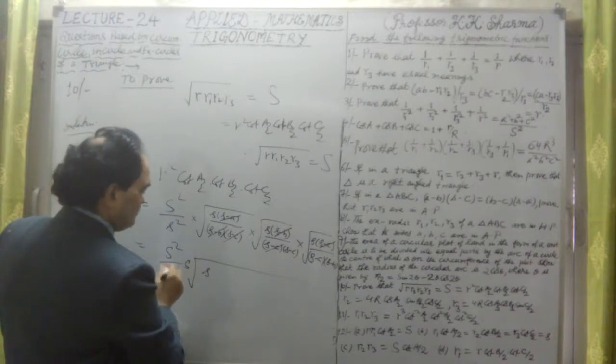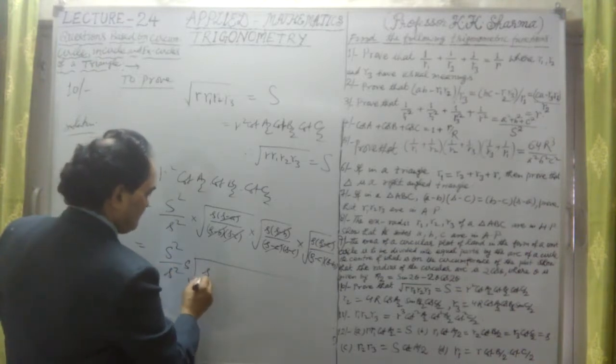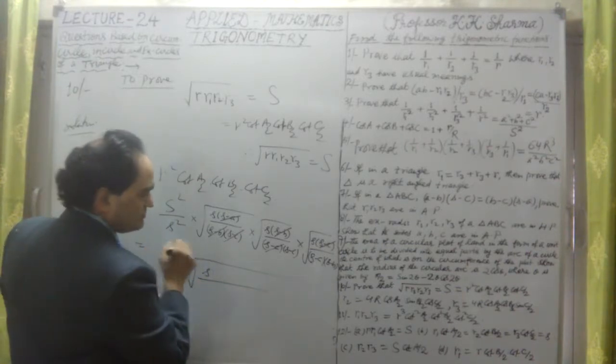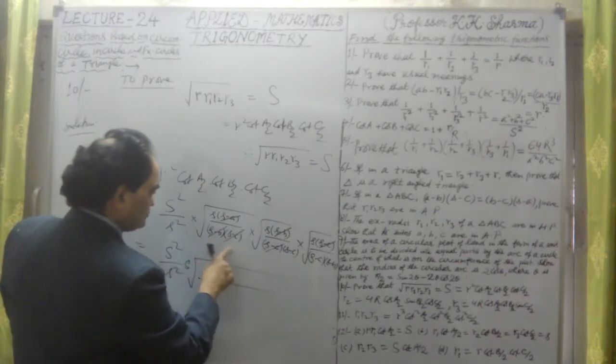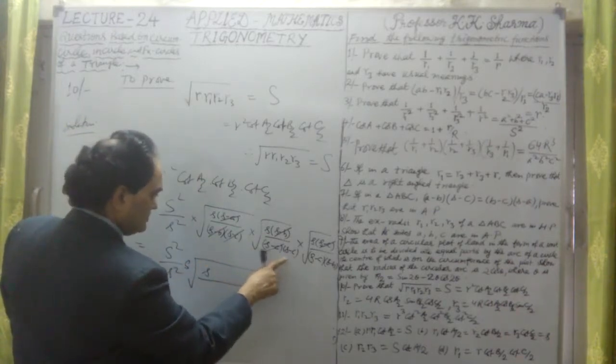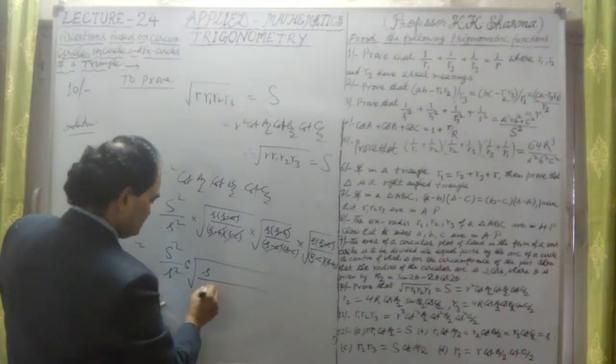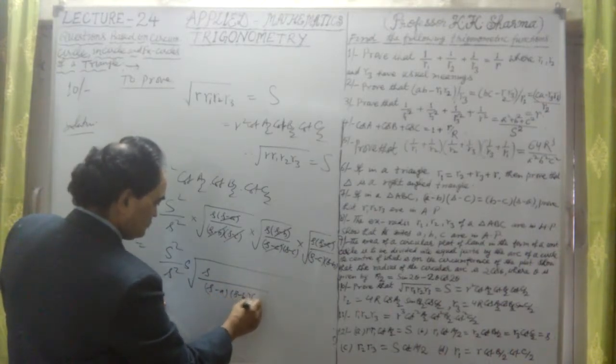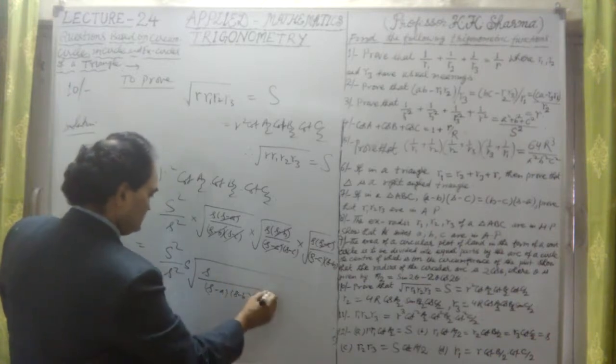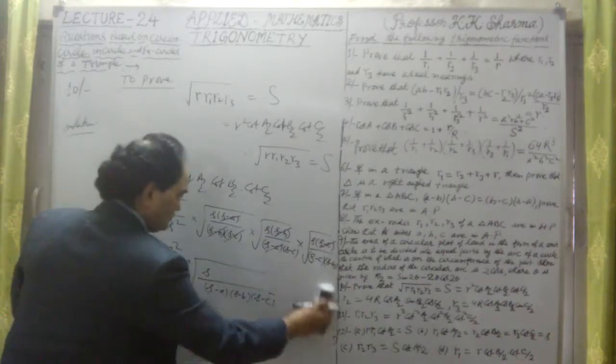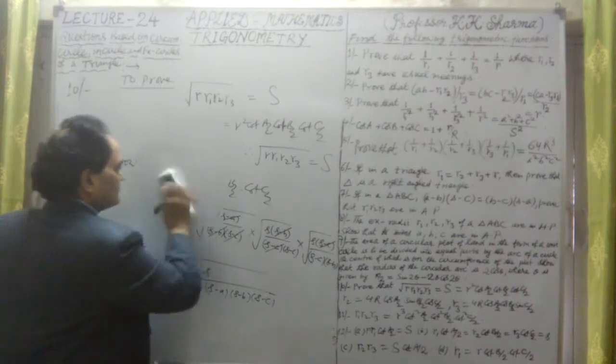1 small s, divided by, under the square root. What we have obtained? S minus C, S minus A, S minus B. So this is S minus A into S minus B into S minus C. This value is obtained. Now let me further put it.